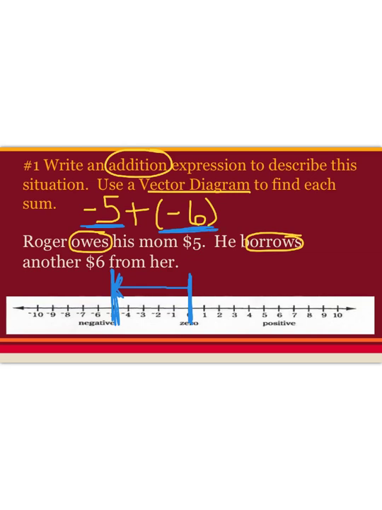So I'm still moving to the left, this time 6 spaces, 1, 2, 3, 4, 5, 6. I'm going to end about right here on my number line. That's a -11. So my answer is -11.